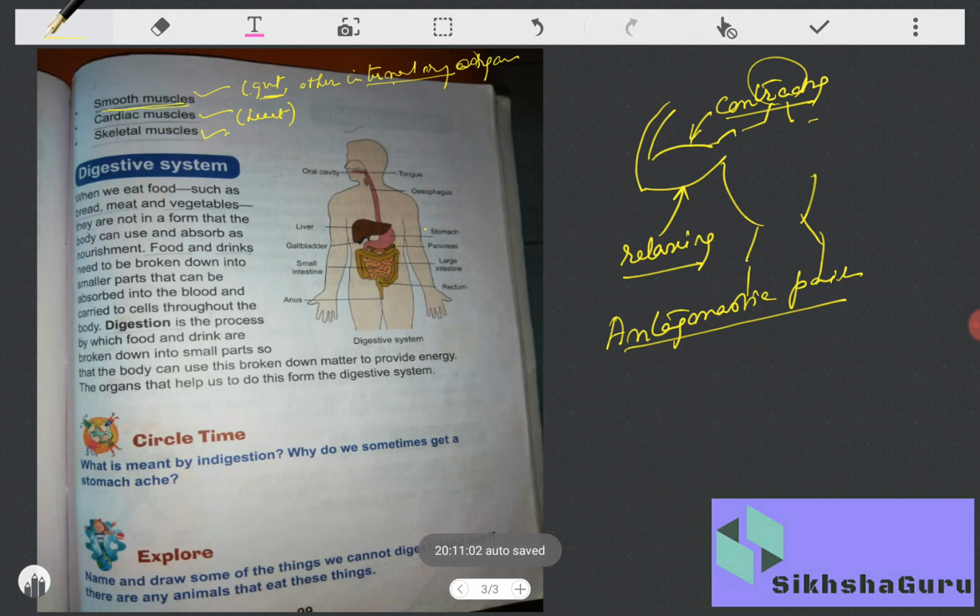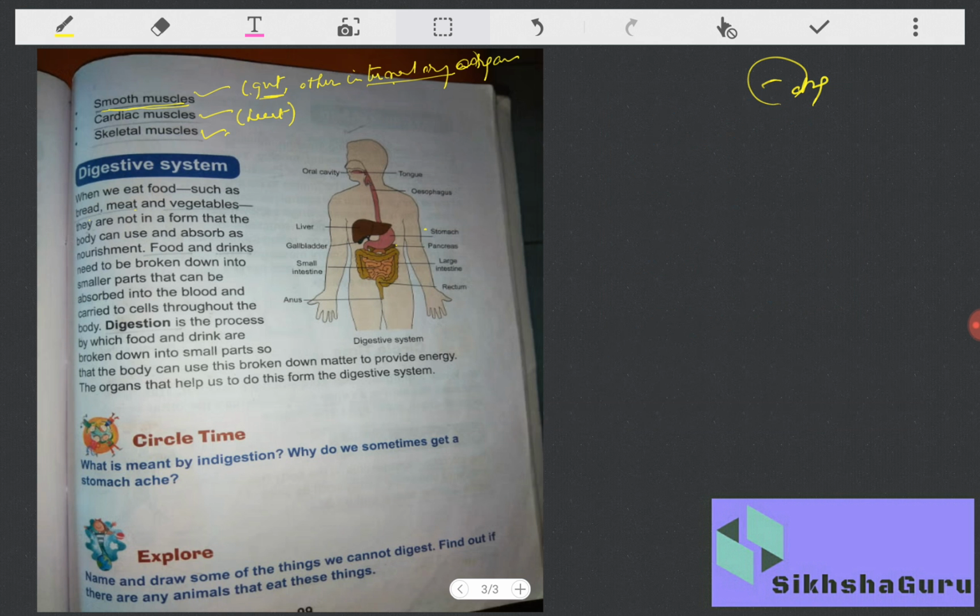Next comes the digestive system. When you eat food such as bread, meat, vegetables, they are not in a form that the body can use and absorb as nourishment. Means when you eat this food, the foods are complex in nature. So our body must get energy from this food.